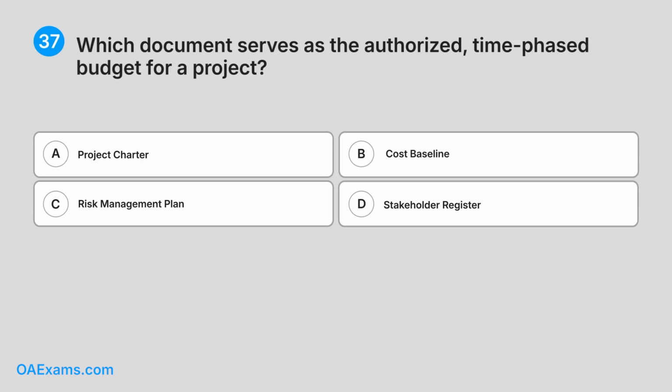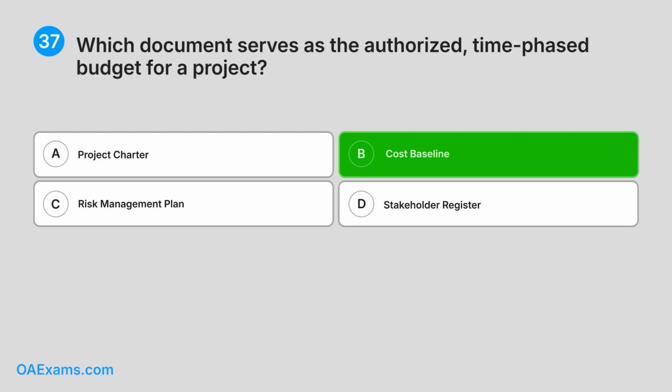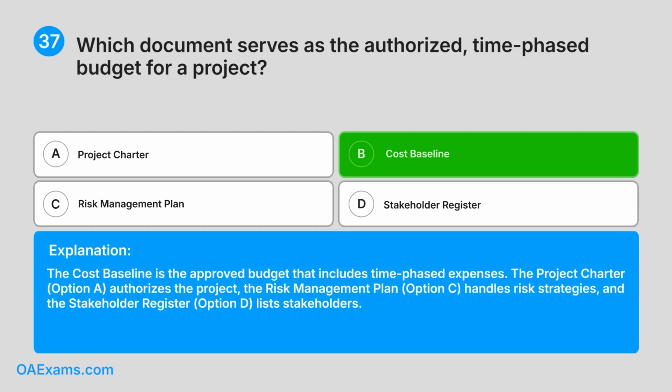Correct. Answer B. Cost baseline. Explanation. The cost baseline is the approved budget that includes time-phased expenses. The project charter, option A, authorizes the project. The risk management plan, option C, handles risk strategies, and the stakeholder register, option D, lists stakeholders.